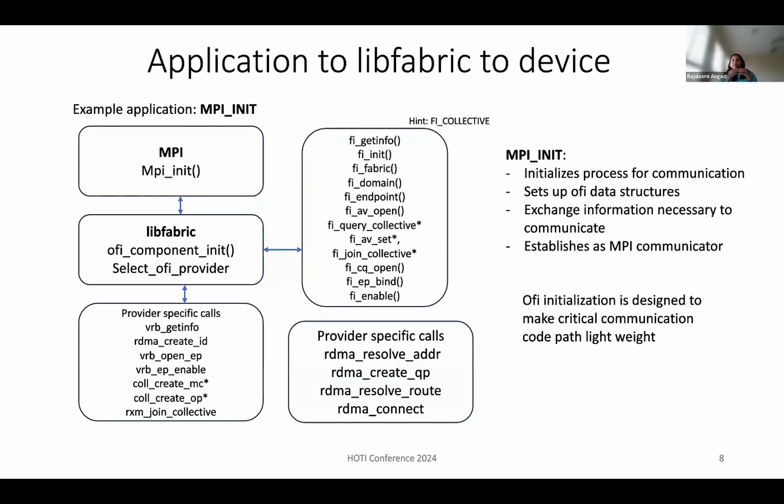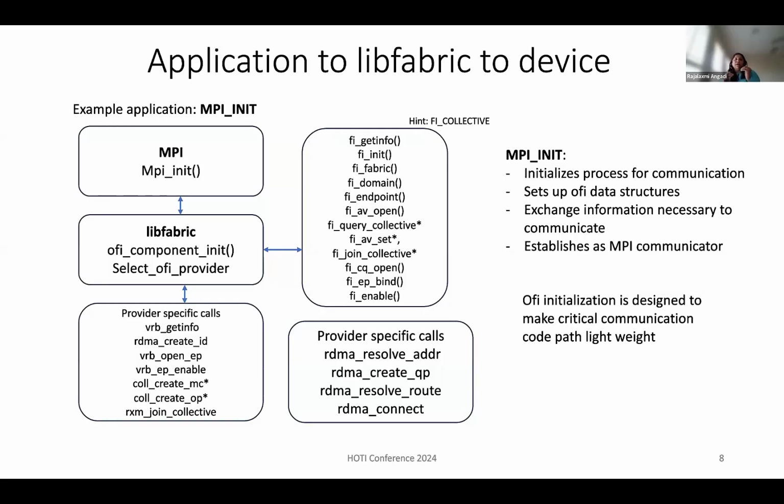What MPI init does is it initializes processes for communication. It sets up all the data structures, and it exchanges information that is necessary for communication. And then there is an MPI communicator that's established. Then at the OFI layer, what it is trying to do is make that communication path efficient, actually, make it lightweight. And we can see that when MPI init happens, there is a corresponding OFI component in it. We have taken from OpenMPI, so we use that as an example here.